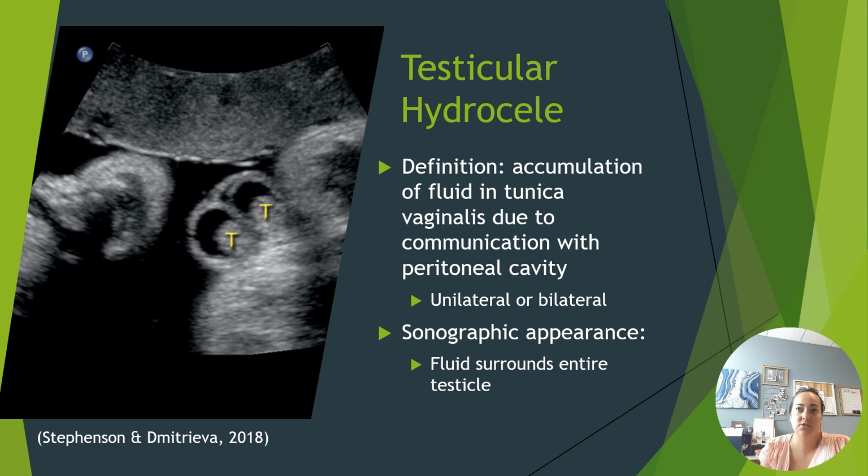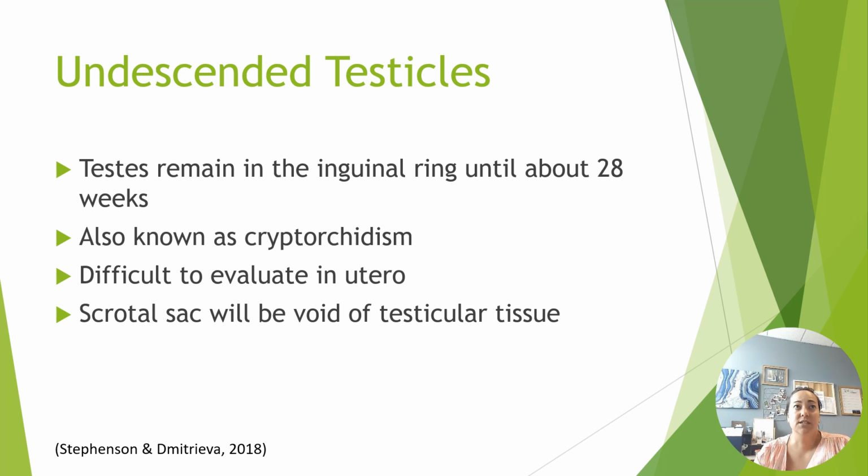So the testicles descend into the scrotum through that inguinal canal, and if that canal is still patent, that's when abdominal fluid can go into that tunica vaginalis. Undescended testicles is something that can happen. This is where the testes are still in that inguinal ring. They do remain there until about 28 weeks sometimes. So this is also known as cryptorchidism. It's really difficult to confirm or evaluate this in utero, but sometimes it can be seen. You may see it more indirectly, noticing that there's no testicular tissue in that scrotal sac. So not something that would always be confirmed because those testicles can move back and forth, and will eventually stay in the scrotal sac later on, even after birth.